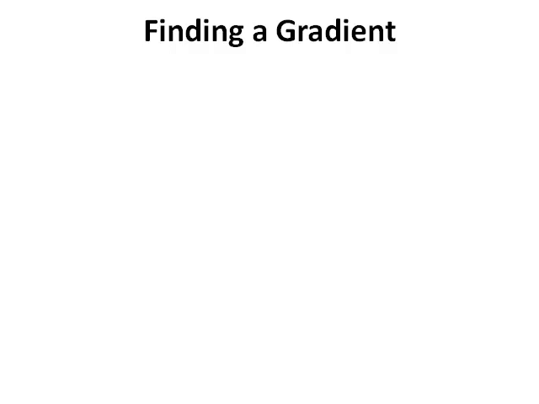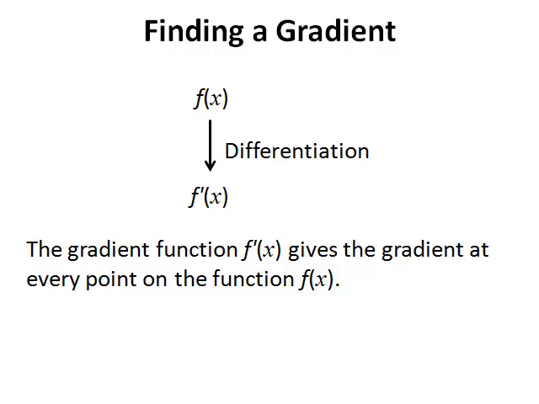Okay, in this one we're going to learn how to find a gradient at a point, and this is the prime achieved skill. And to do that we differentiate our function to get the gradient function, and the gradient function f dash of x gives the gradient at every point on the function of x, f of x. I'm going to say that a few times in this video because really that's what it's all about.